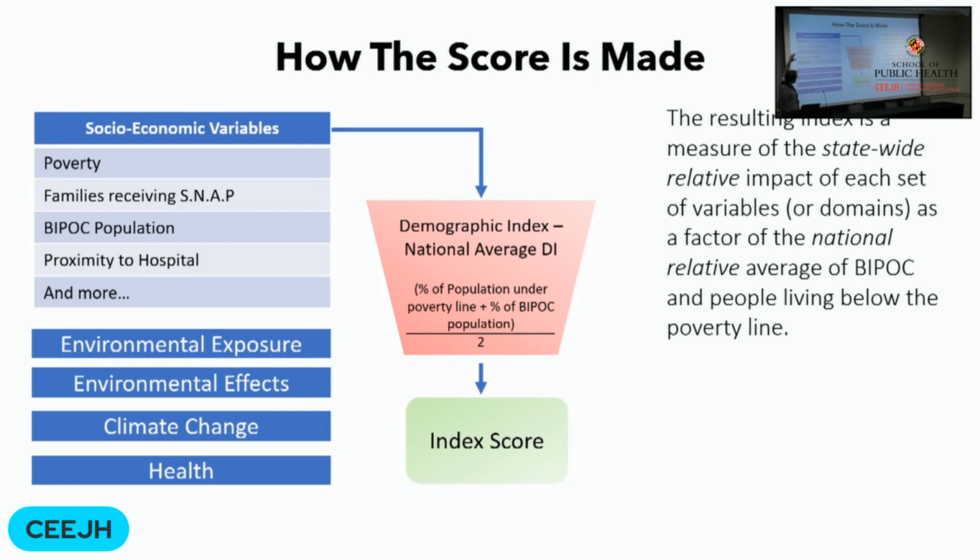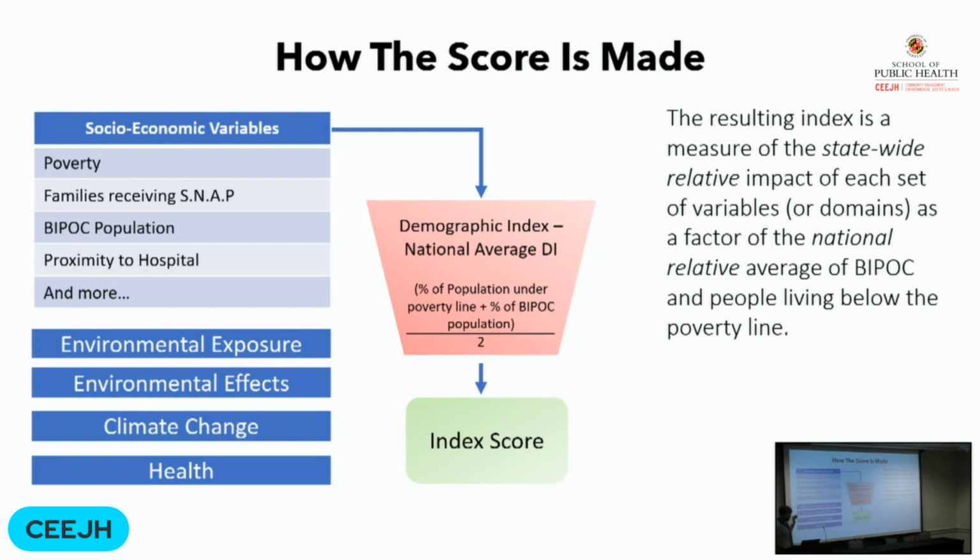So the way the score is made is we have 5 different bins of variables or domains that we then run through our EJ formula, which I'll go into in a second, which provides an index score. Now, the variables are very wide, so I'm not even going to bother listing them all in here. They're all available to check on the website. But they all contain different types of data relevant to the various bins.